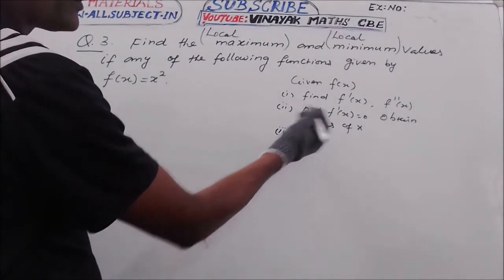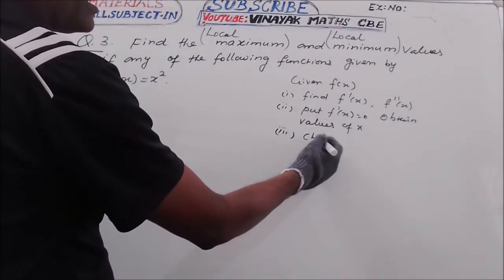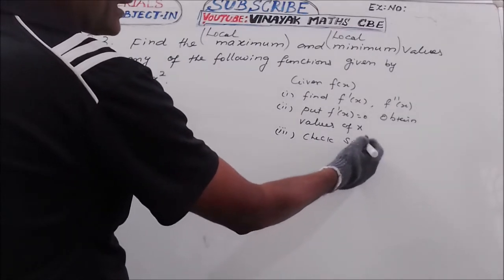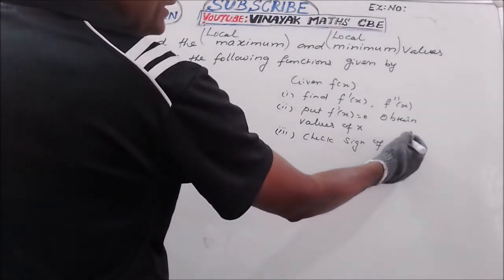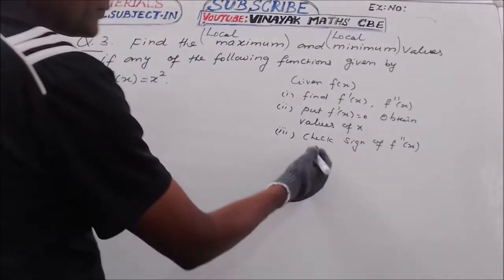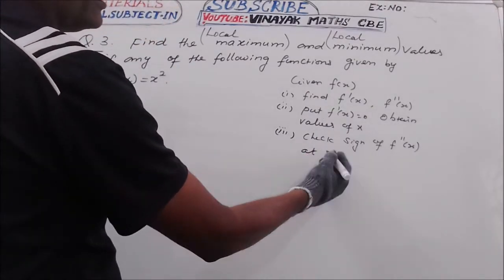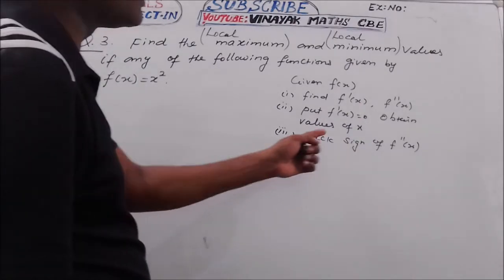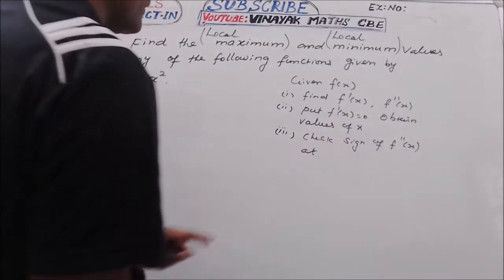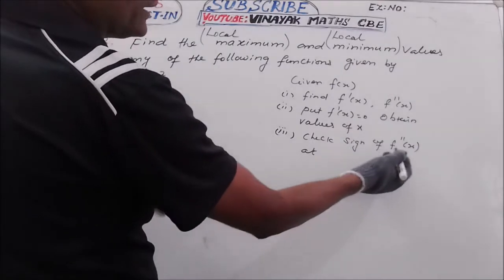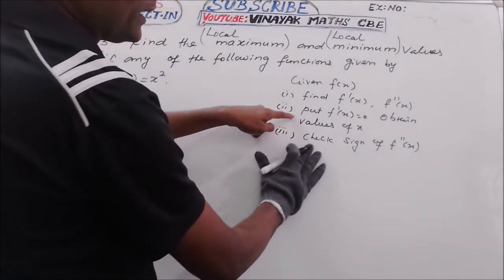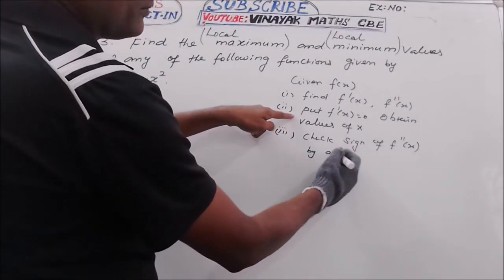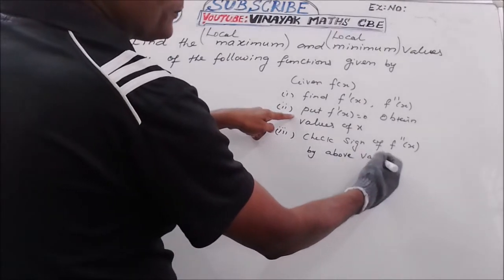3. Check the sign of f double dash of x at the above values of x, the values which are obtained from f dash of x is equal to 0.